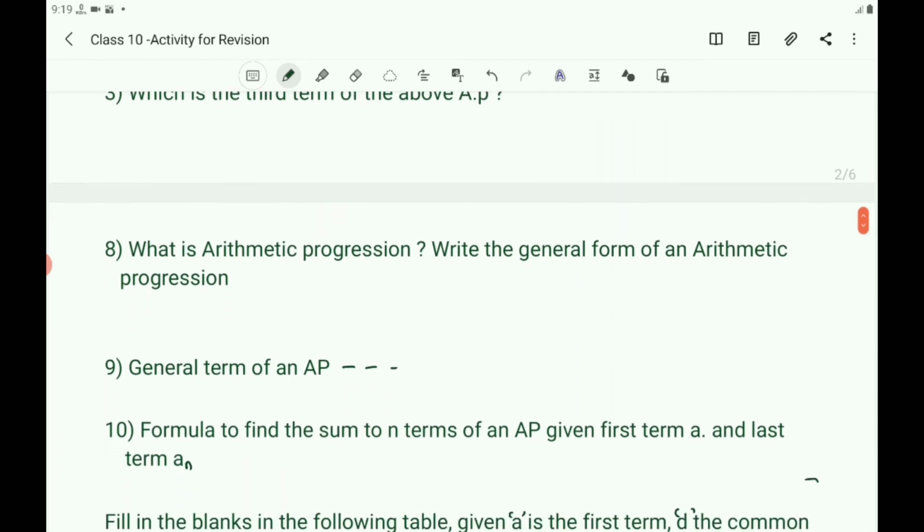Next, what is arithmetic progression? Write the general form of an arithmetic progression. Write the definition for the arithmetic progression and the general form of an arithmetic progression. It is already discussed. Then the general term of an AP. What is the notation of the general term of an AP? And the formula to find the sum to n terms of AP, given first term A and last term AN.